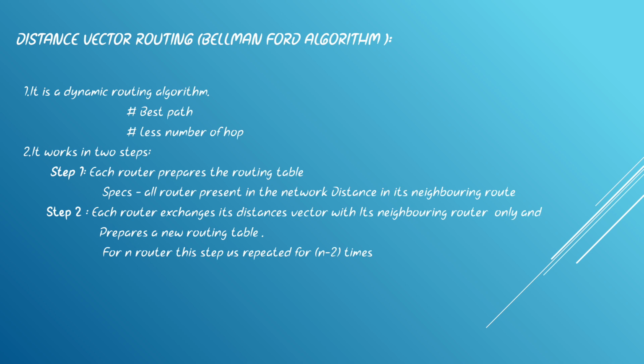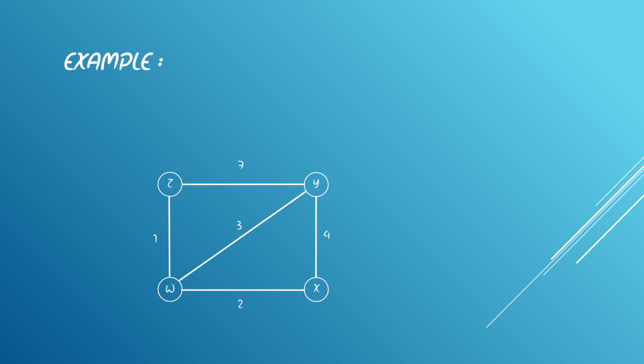First, each router prepares the routing table of the distance to all routers present in the network, along with its neighboring routers. Step 2, each router exchanges its distance vector with its neighboring routers only and prepares a new routing table. For n routers, this step is repeated n minus 2 times. Let us see an example.